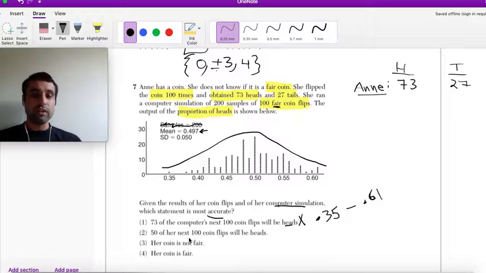And it's a fair coin. 50 of the next 100 coin flips will be heads. How could you possibly know that? But we'll leave that for now. Her coin is fair or not fair.